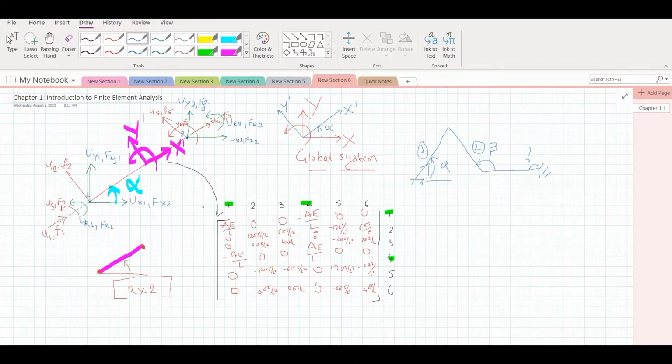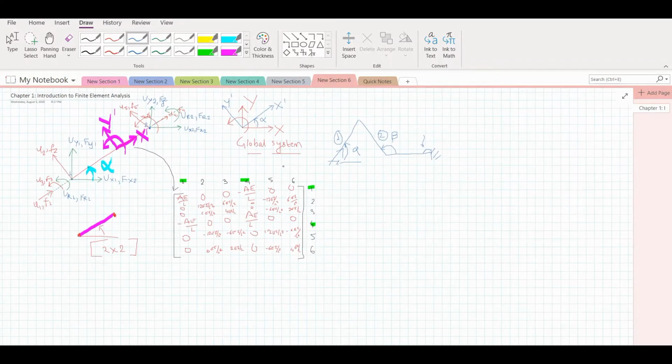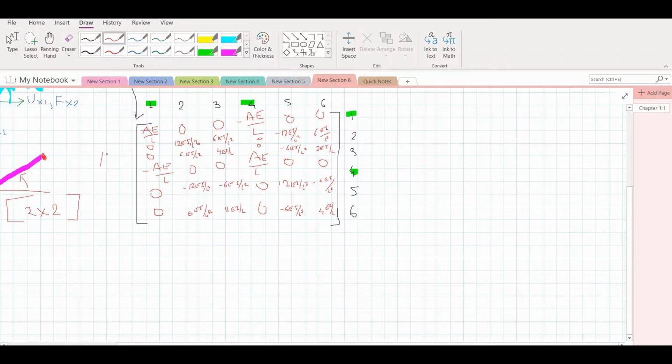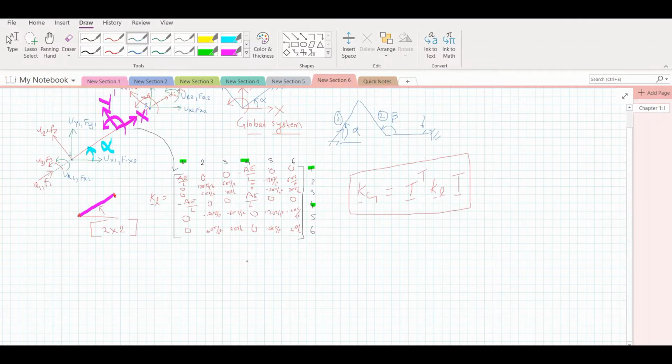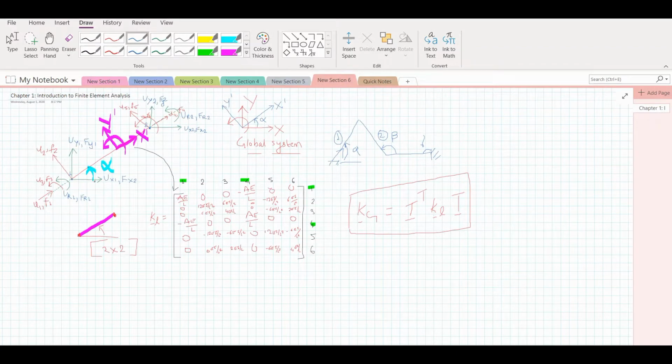To find the corresponding values in the global system, we can look into your lecture notes and you'll find that if you term this as K local, the KL matrix, then your KG matrix, which is the global matrix, will be equal to the transpose of the transformation matrix times the local matrix times the transformation matrix T. The way to find the transformation matrix is that when you look at this figure, we have to find what will be our local deformations in each degree of freedom as summation of the components of the displacements and forces in the local axis.